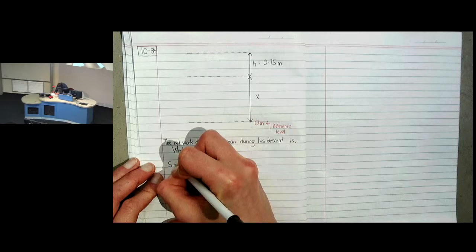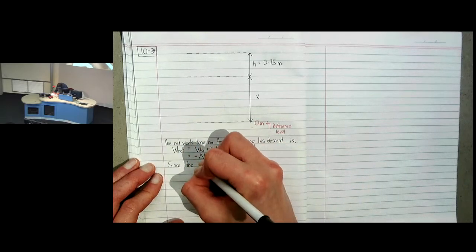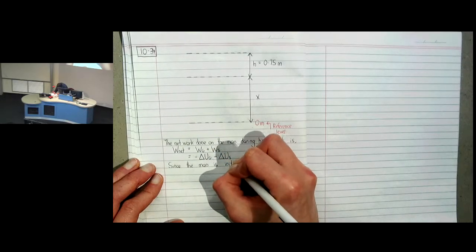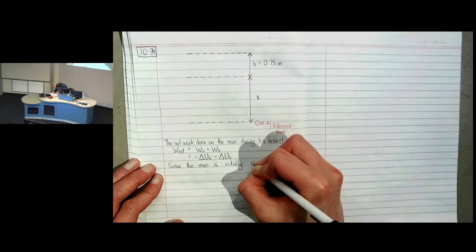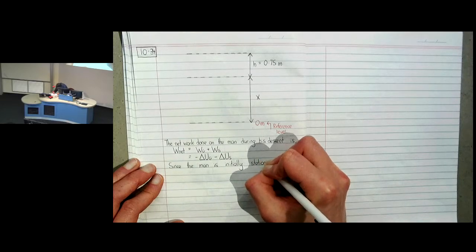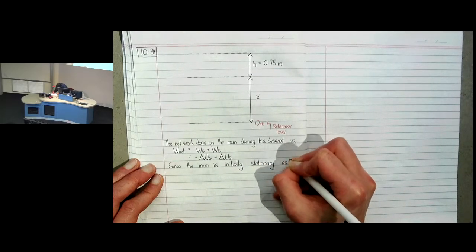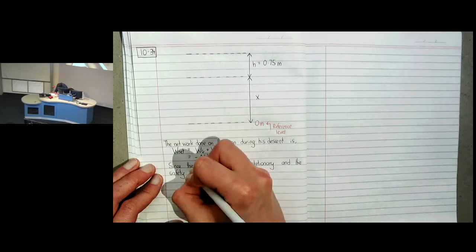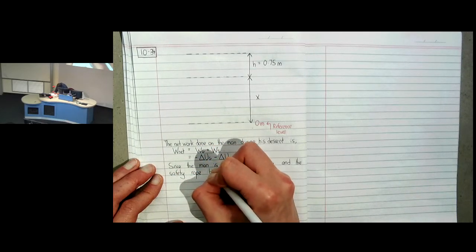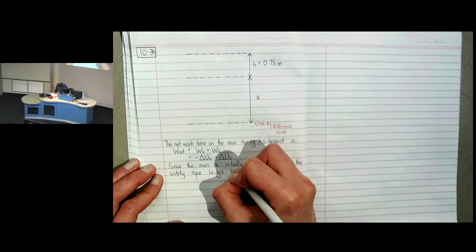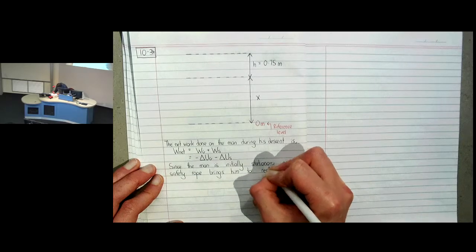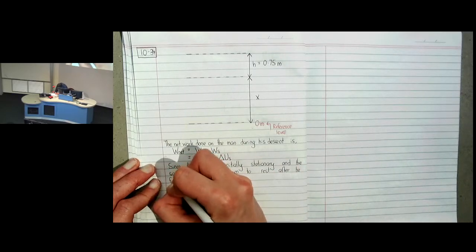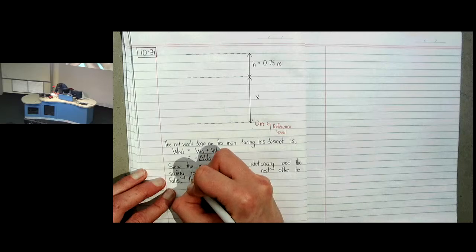Since the man is initially stationary, and the safety rope brings him to rest after he falls, the change in his kinetic energy is just 0.